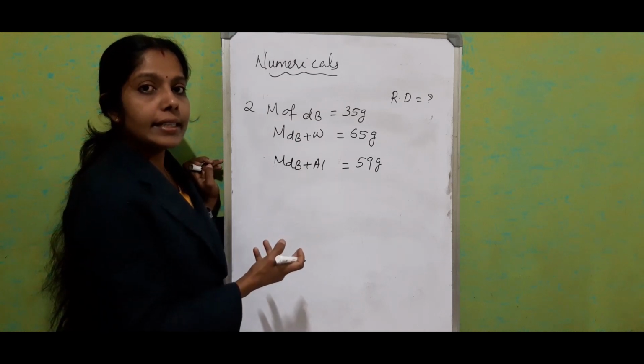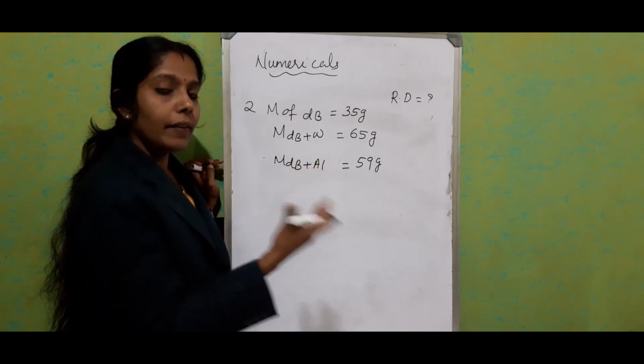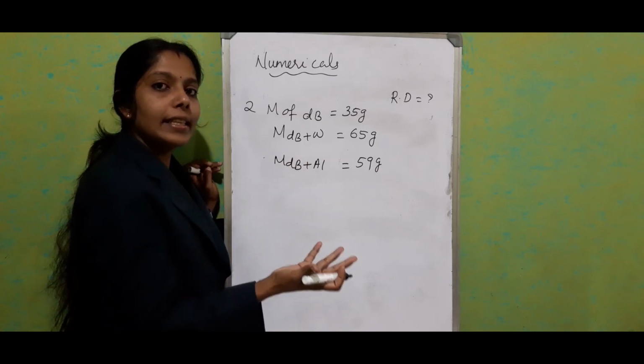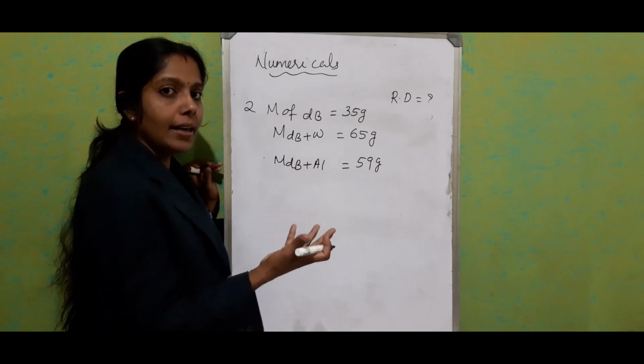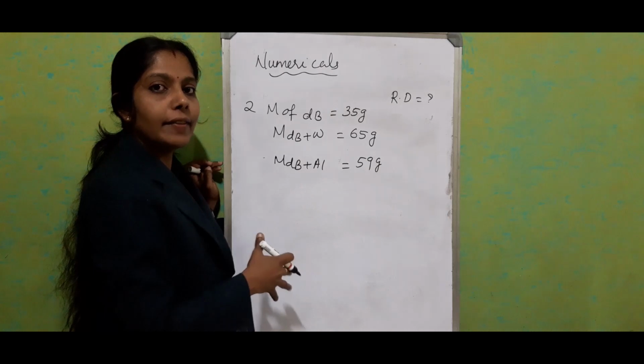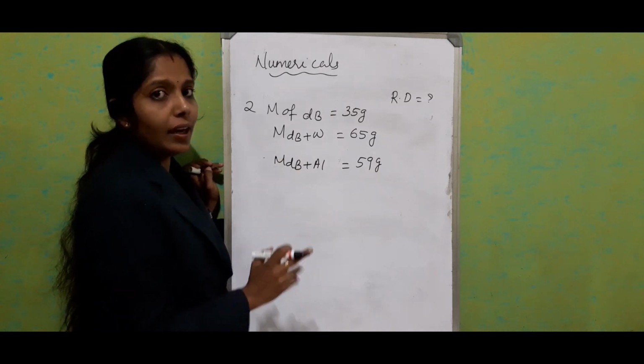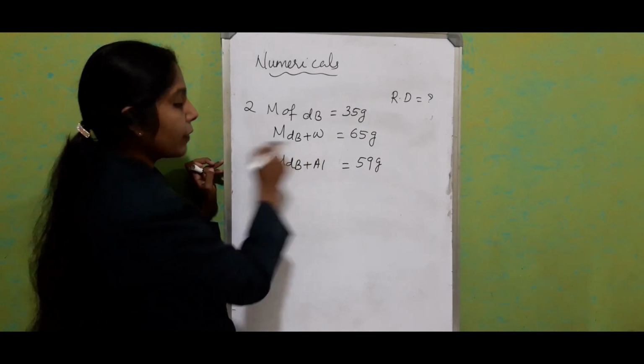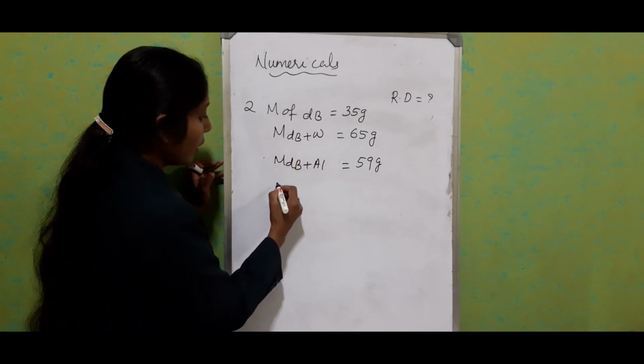What's relative density? If the same bottle we are using, it means the volume is constant. So relative density we can find in terms of mass: mass of the substance divided by mass of the water. So from these data, how can we find out the mass of the water? We'll find out the mass of the water.